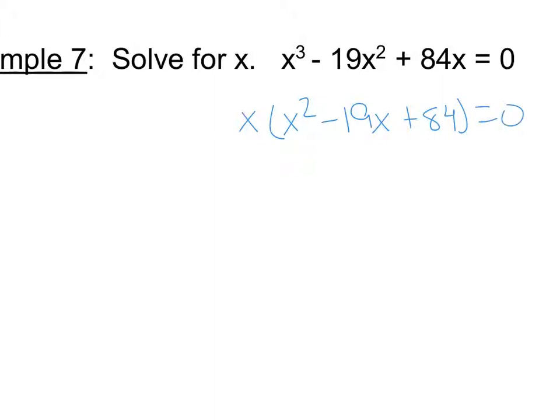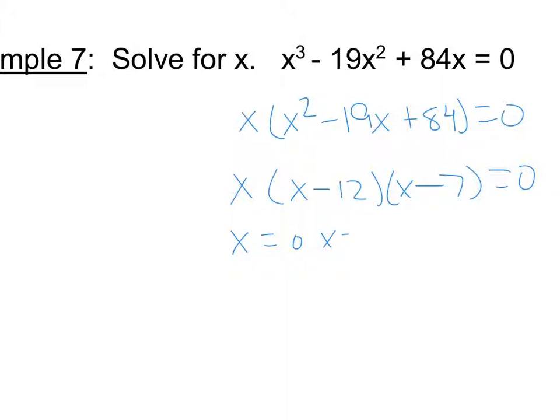So when we draw out the x, that's what we're left with. Alright, so we have to now say what multiplies to 84 and adds to negative 19. Well, it's going to be negative 12, negative 7. So you get x equals 12, x equals 7. Let's take a look at some more examples.